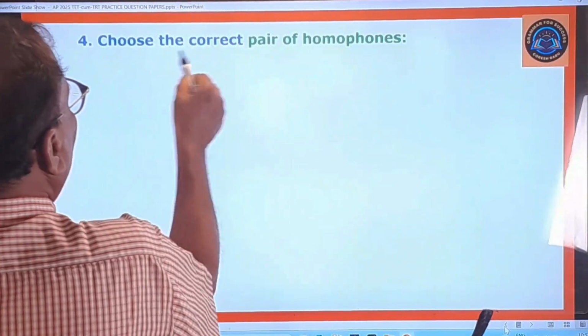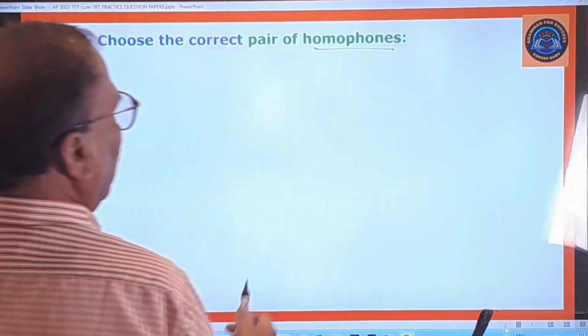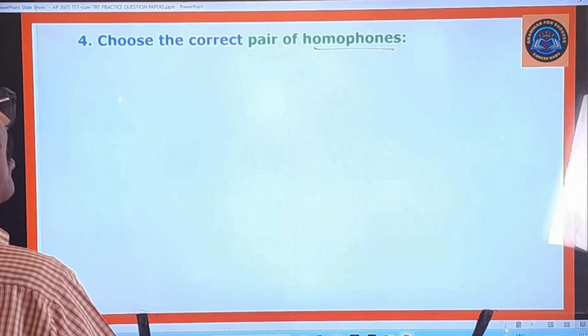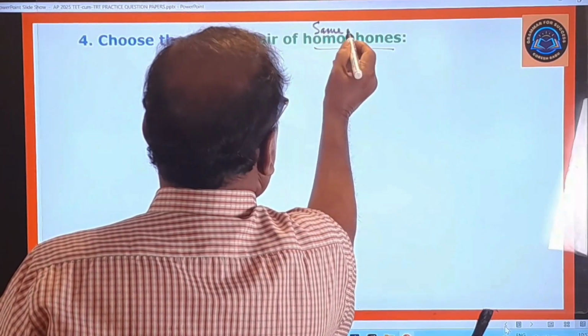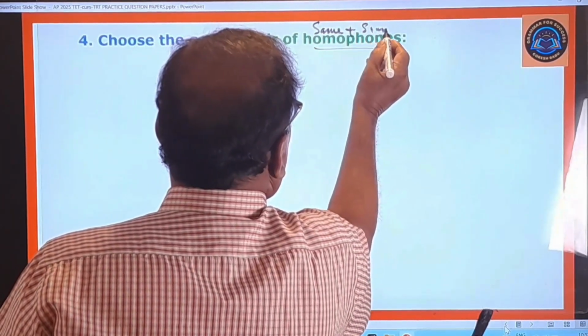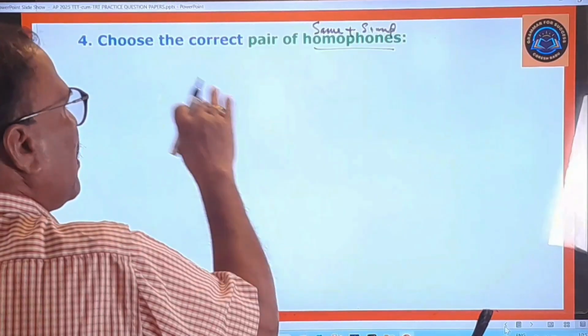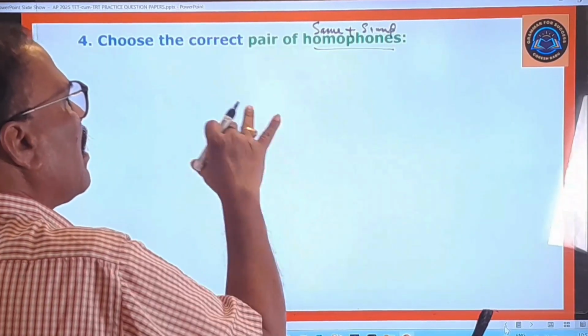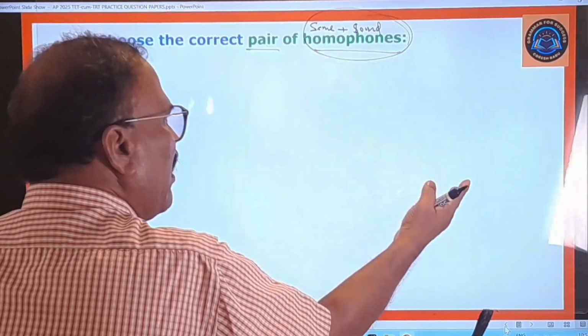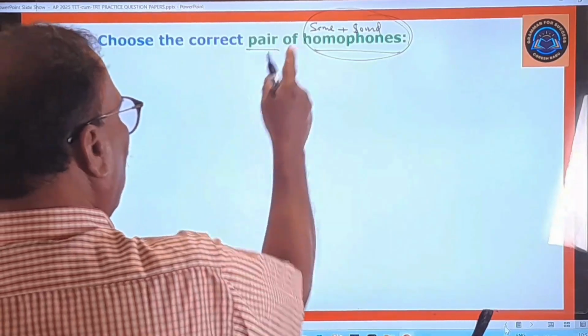4th question. Choose the correct pair of homophones. Already I have told you about the homophones. Homo means same, plus phone means sound. That means words having the same sound. The same sound means the same pronunciation, but different spelling, different meaning. Such words are called homophones.